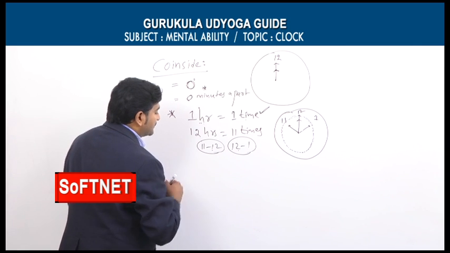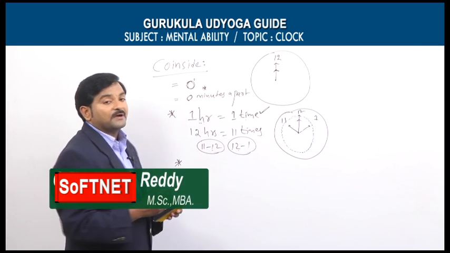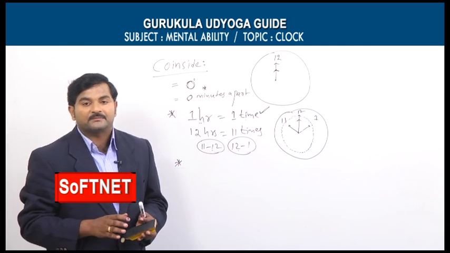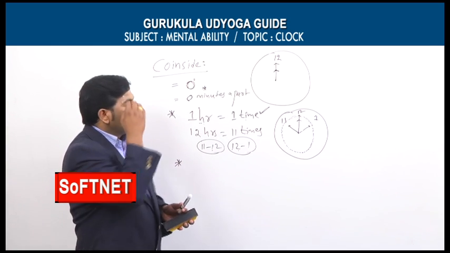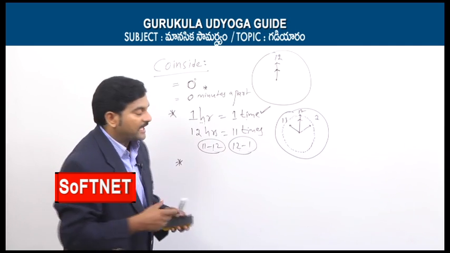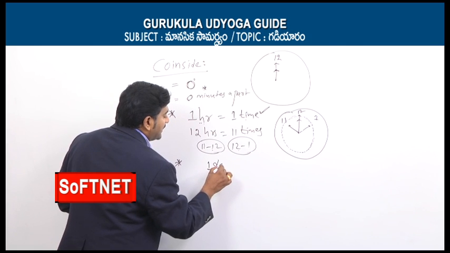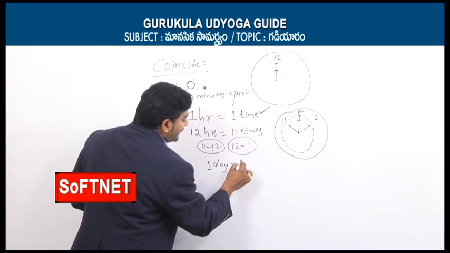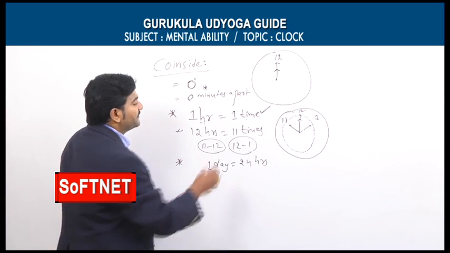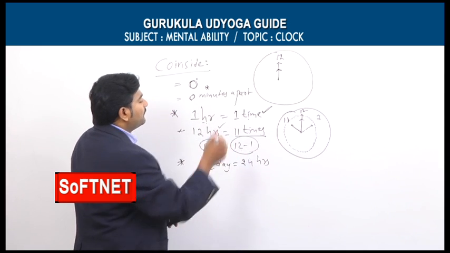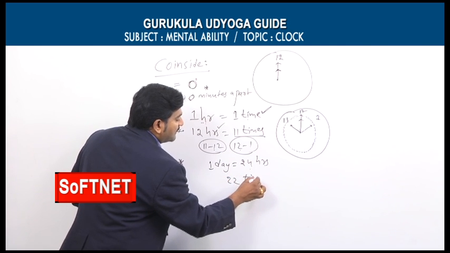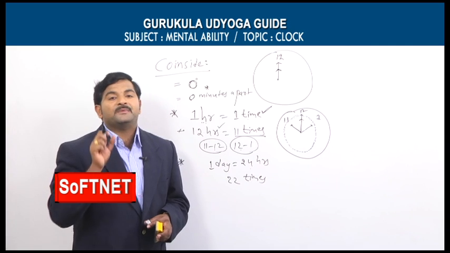Again, based on this concept, there is a previous question. That question was, in a day, how many times do two hands coincide? A day means, as we already know, 1 day is equal to 24 hours. Two hands coincide 11 times in 12 hours, so for 24 hours, obviously it would be twice that. This was the question that came in a previous examination.